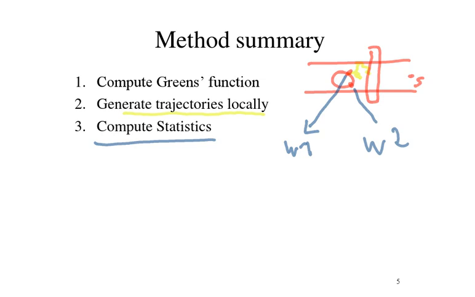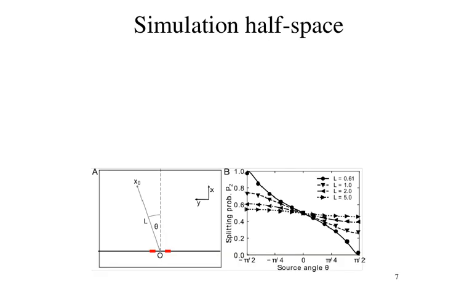So what is then the type of result you can expect from this? Suppose you start at the position x0, and then we vary the position of the source. Now the question is, what is going to be the splitting probability? That is the number of particles arriving, let's say, at 1 compared to 2, as the position is varying.